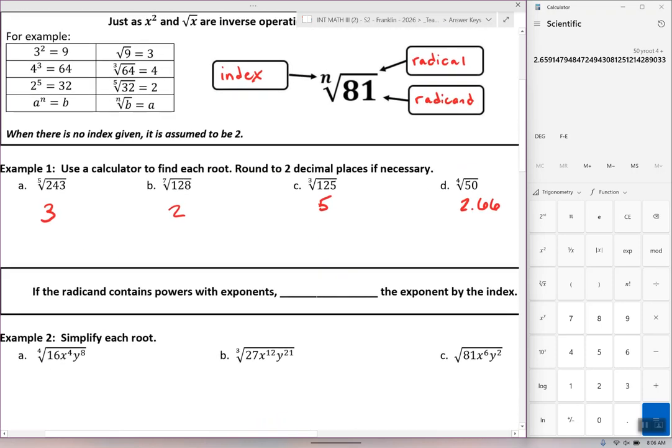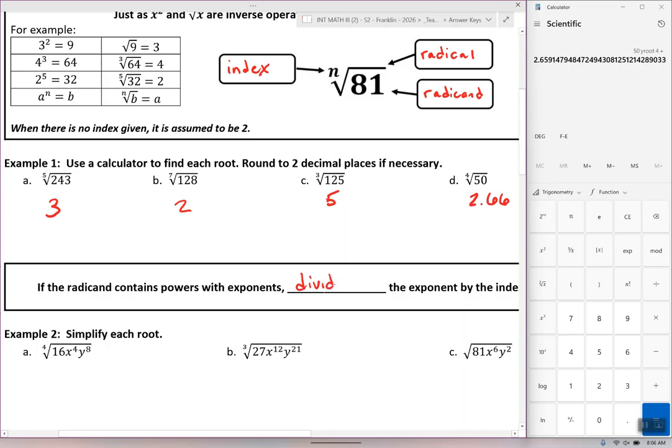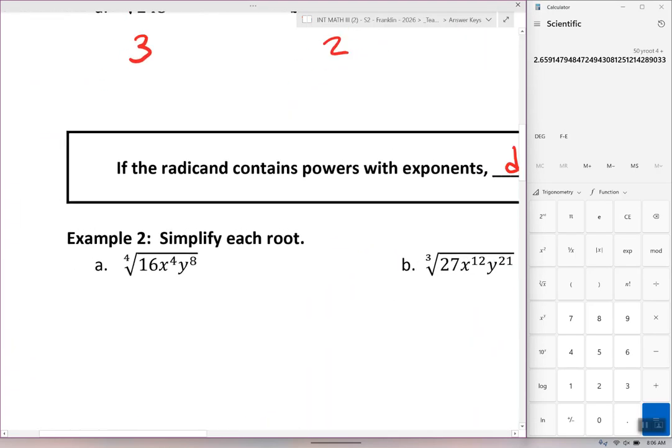Okay, now if the radicand, that's the inside stuff, contains powers with exponents, we just divide the exponent by the index. And if it doesn't divide evenly, you'll have some leftovers that'll stay inside the radical. But I believe for today, these notes, we don't have anything like that. So we'll simplify these roots. First, we'll find the fourth root of 16. That is 2, because 2 times 2 times 2 times 2 is 16.